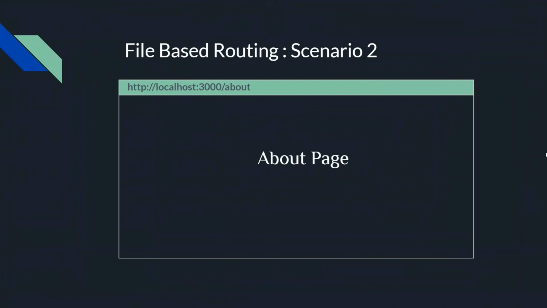One for the about us page. When we visit localhost:3000/about, it will move on to the about us page. And after that, if we move on to localhost:3000/profile, we will see the profile page. In scenario 2, let's implement these two routes in our Next.js application.